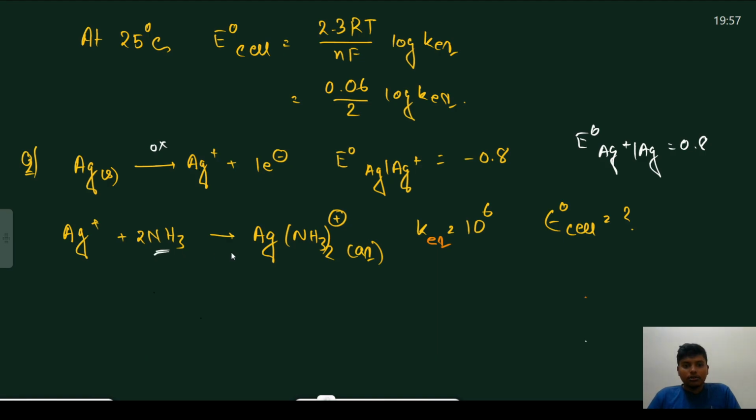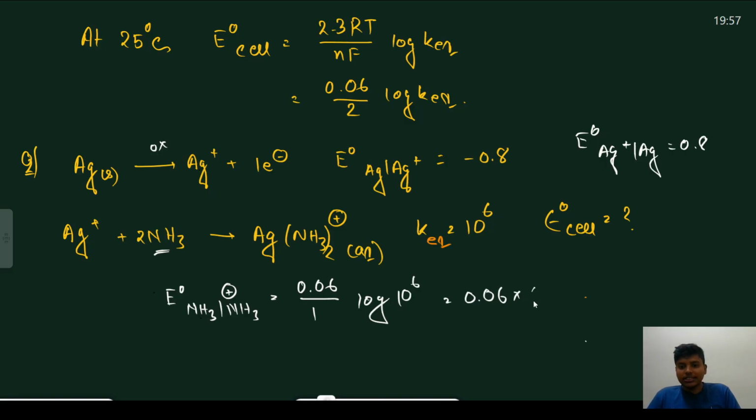Now Ag to Ag(NH3)2 plus. This is oxidation actually. Yes or no? So first find out E naught value for it. So that is equal to 0.06 divided by how many electrons? One electron, one plus, na. So one electron, log K equilibrium 10 power 6. So it is equal to 0.06 into 6, which is 0.36 volt. So this is reduction, cathode, and this is oxidation, anode.